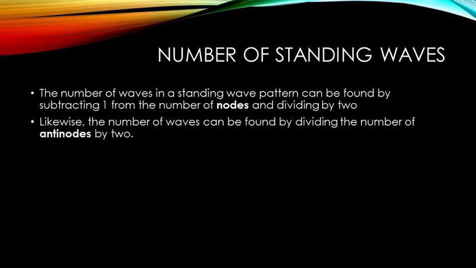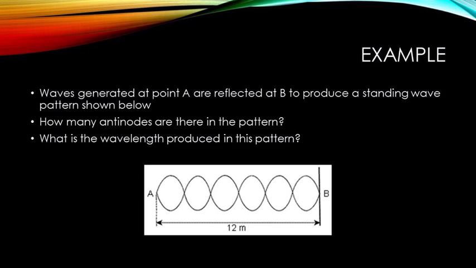The number of waves in a standing wave pattern can be found by subtracting 1 from the number of nodes and dividing by 2. Likewise, the number of waves can be found by dividing the number of antinodes by 2. The waves generated at point A are reflected at point B to produce the standing wave shown. How many antinodes are there in the pattern? What is the wavelength produced in this pattern?